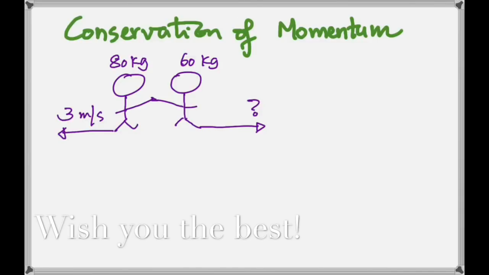What is the velocity with which the 60-kilogram person would move? Find it, don't say it. I know on the exam, diagrams won't be given, it will be sentences. A person of mass 80 is pushing a person of mass 60. If the person of mass 80 moves at 3 meters per second to the west, what is the velocity of the other person?